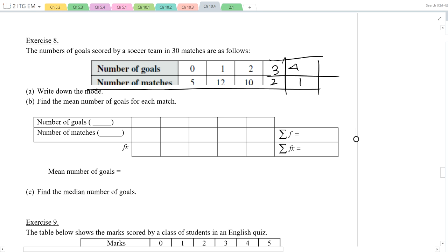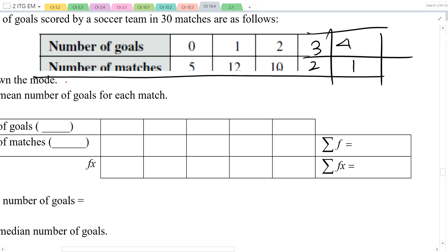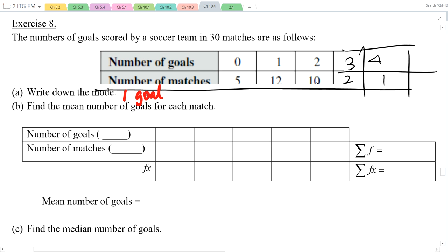Write down the mode. Okay, what is the mode? What's the mode? Can you tell? What's the number of goals? 1. Okay, I hope you don't think that the mode is actually 12. Okay? The mode is the number of goals. It is the value. The value is 1. How many times did the 1 appear? 12 times. Okay, so don't get confused.